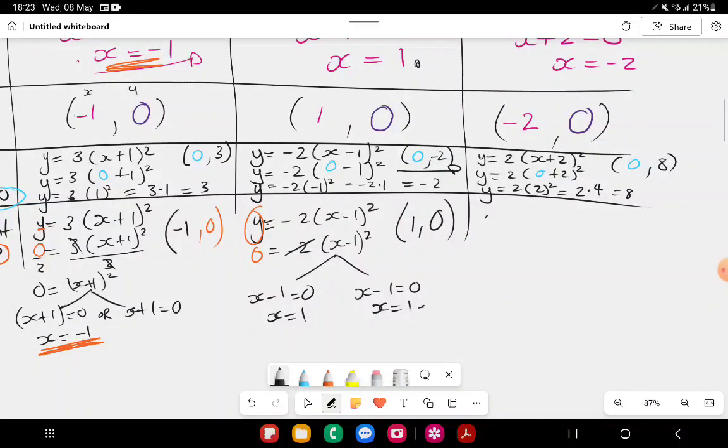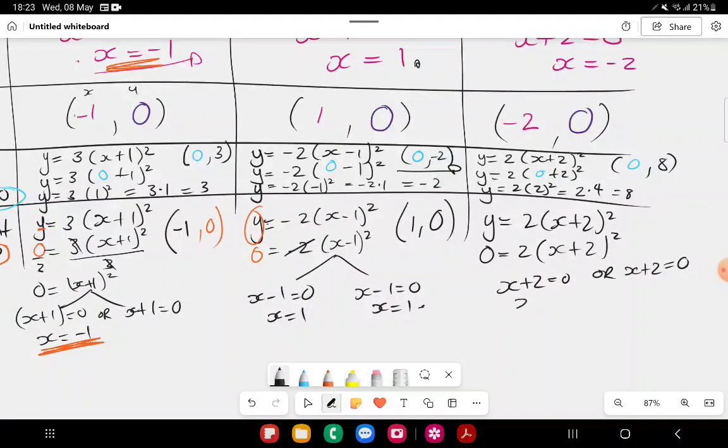Again, on the right hand side, y is equal to 2 times (x plus 2) squared. So that gives me 0 equals 2 times (x plus 2) squared. So x plus 2 equals 0, x equals -2. And that -2 and that -2 are the same. So the coordinate here is -2, 0.